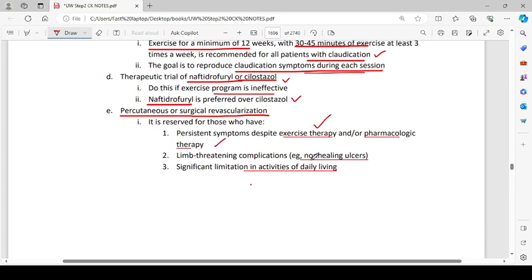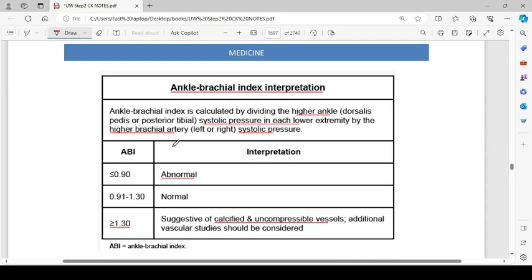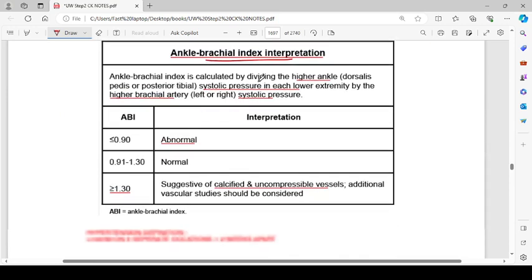Limb-threatening complication, for example, non-healing ulcers. Significant limitation in activities of daily living. Then we have ankle brachial index interpretation. Ankle brachial index is calculated by dividing the higher ankle, dorsalis pedis or posterior tibial systolic pressure in each lower extremity by the higher brachial artery, that is left or right systolic pressure.